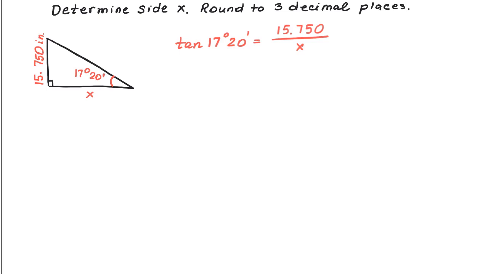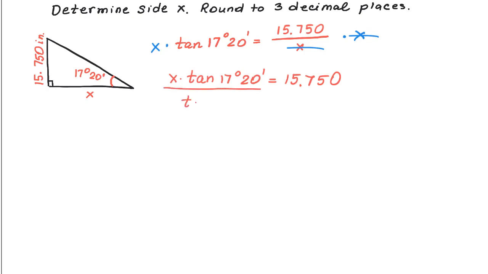For this, we will multiply one side by x and the other side by x to eliminate the fraction. On the right side, x and x will cancel, and we will get that x times tangent of 17 degrees and 20 minutes equals 15.750. To get x alone, we will divide this side by tangent of 17 degrees and 20 minutes and the other side by tangent of 17 degrees and 20 minutes.